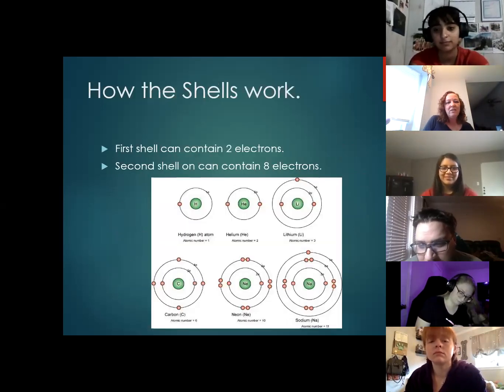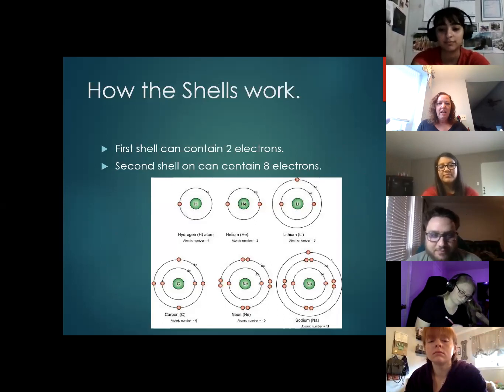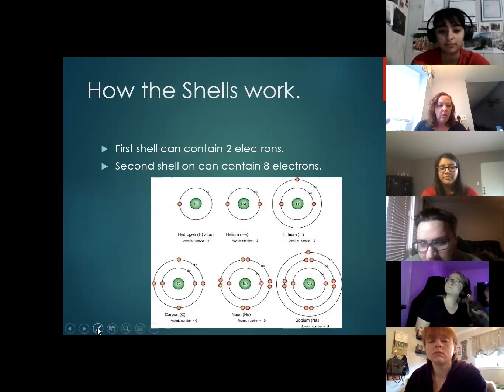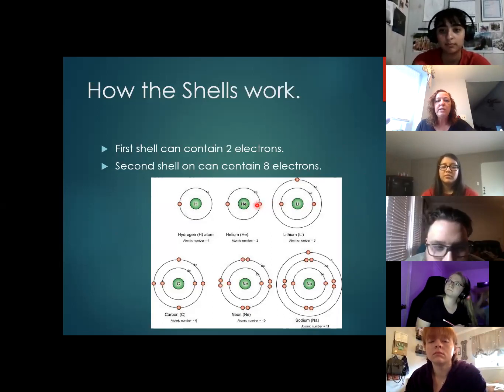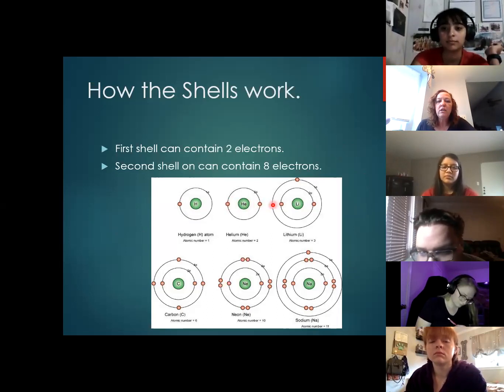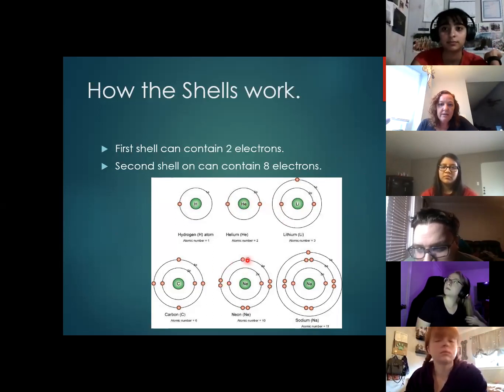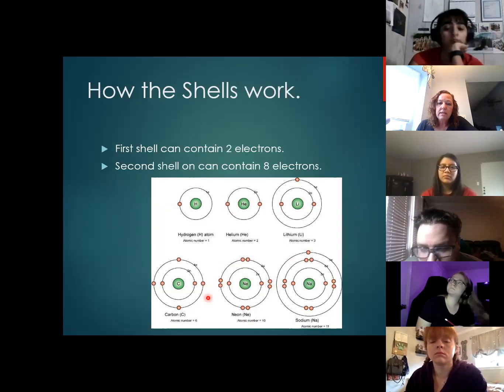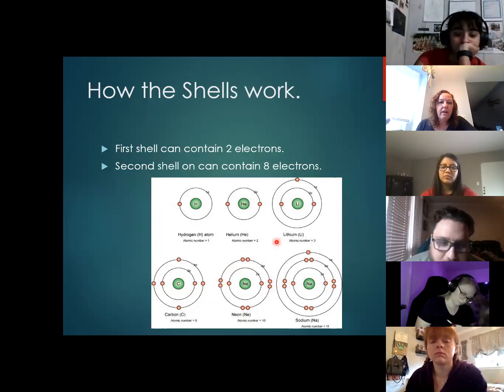So here's our shells. And we can see here the 2 that are inert. We've got our helium because we do have 2 in the shell, so it's satisfied. And here's neon, 2, 4, 6, 8, and the shell is satisfied.